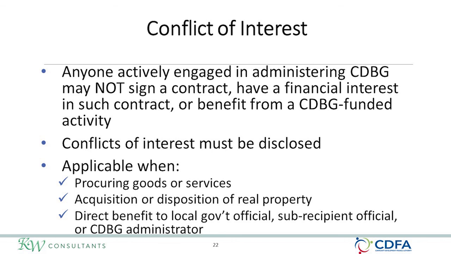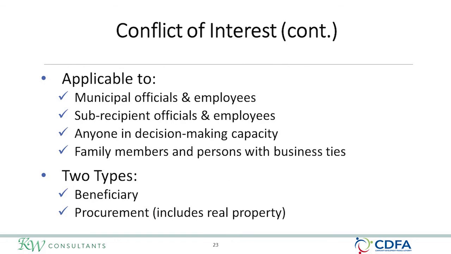Conflicts may occur when procuring supplies and equipment, construction contractors, or professional services, acquiring or determining disposition of property, providing a direct benefit such as housing rehabilitation, utility hookups, or facade renovations to local government officials, subrecipient officials, or persons administering the CDBG project. Conflicts of interest may potentially involve a subrecipient as well as a municipal official, particularly if the person is an official of the subrecipient agency or in a decision-making capacity. That status of decision-making is always a critical factor to consider, even more than job titles or level of work performed by the individual in question.